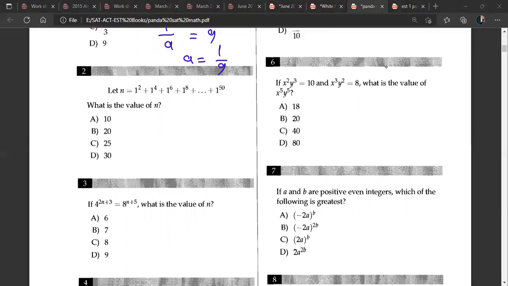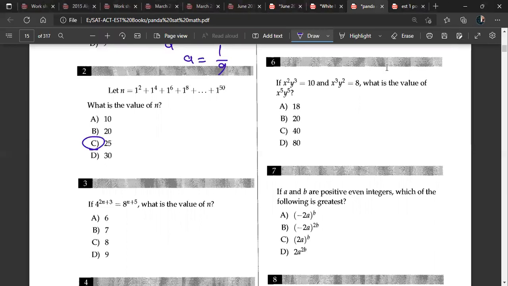Yes, well done. Okay, here we have 1 squared plus 1 power 4 plus 1 power 6. So till 1 power 50. You cancel 1 power odd values and you have 1 power even values. So in this case, you have only 25 terms. And each term here equals 1. Here this is equals 1, 1, 1, 1, 1, and so on. So we have 25 multiply 1. The answer will be 25. Is this clear, guys? Any question? Okay.